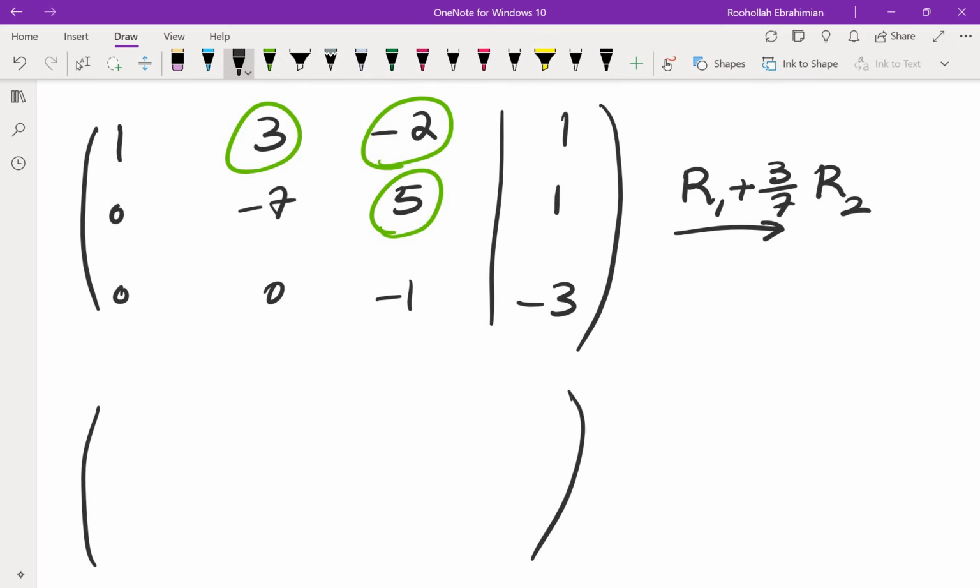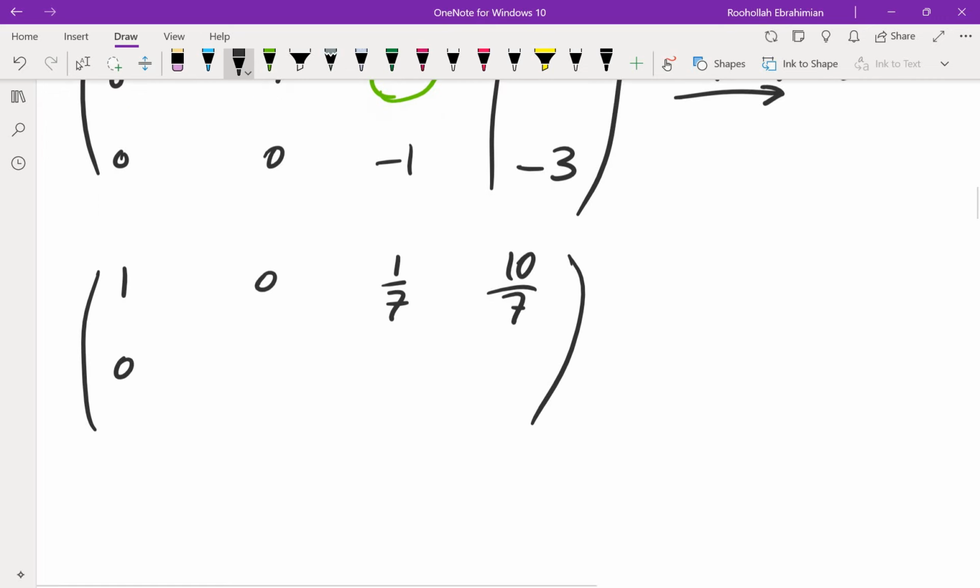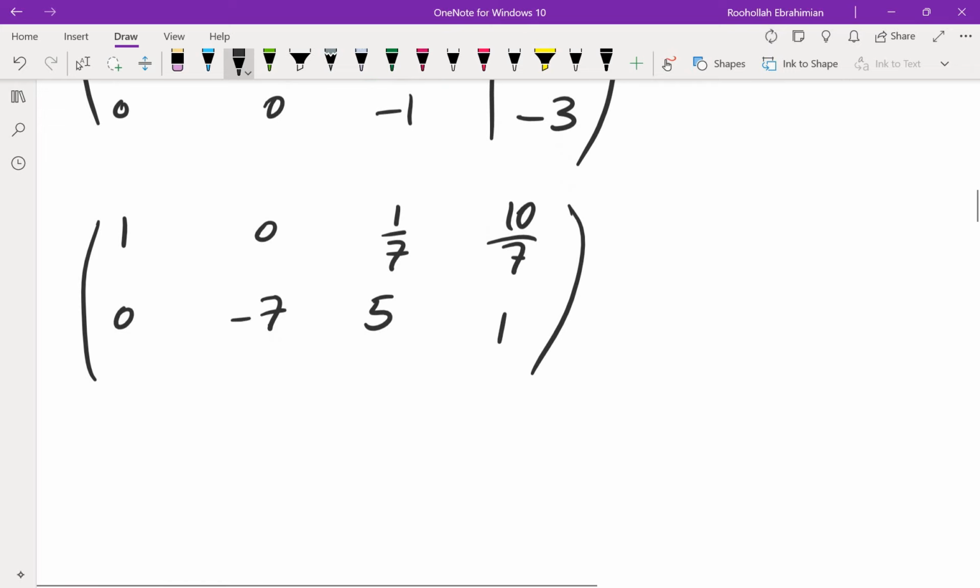So if I do that, I will get 1. This becomes 0. 3/7 of negative 7 is negative 3 plus 3, that's 0. 3/7 of 5, that's 15 over 7, plus negative 2, that's 1 over 7. And then 3/7 plus 1 is 10 over 7. And then 0, negative 7, 5, and 1, 0, 0, negative 1, negative 3.